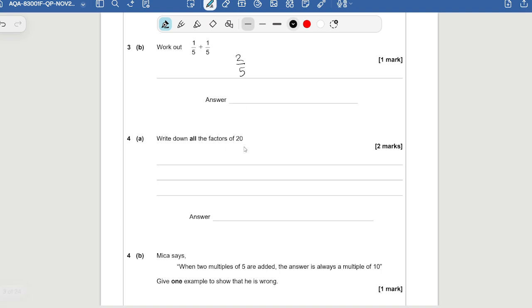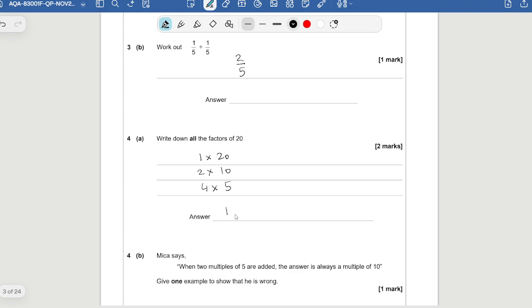Write down all the factors of 20. So factors of 20 are those numbers which multiply to get the answer as 20. So 1 times 20 gives me 20. 2 times 10 gives me 20. 3, no. 4 times 5 gives me 20. Then 5 times 4 gives me 20, but I've covered them here. And then next is 10 times 2 gives me 20. So I've covered all the factors.